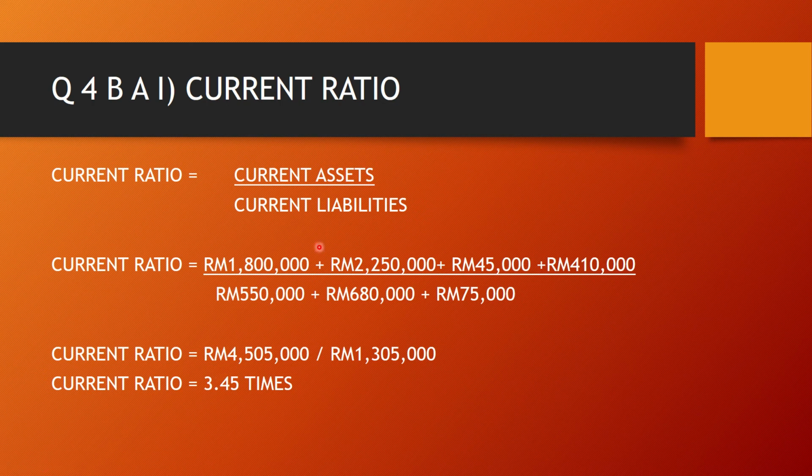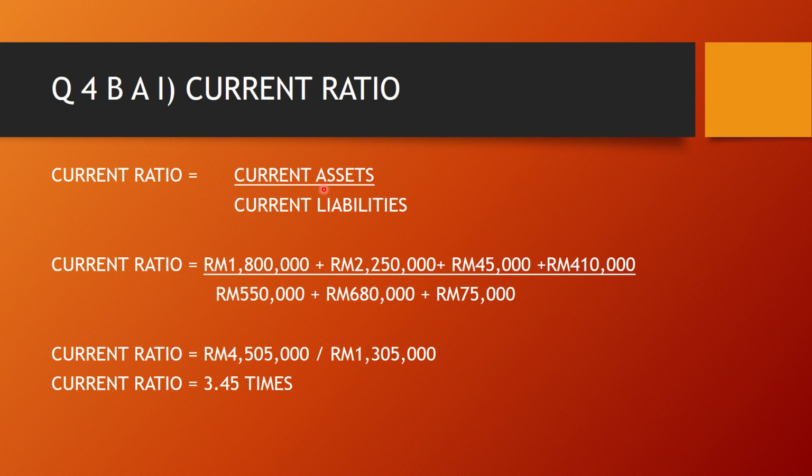The formula for current ratio is current asset divided by current liability. So where can you find this information? Just look into your balance sheet. Total current asset consists of inventories at 1.8 million, and then we have trade receivable at 2.25 million, followed by prepayment or prepaid expenses at 45 million, and cash and bank at 410,000. The total for current assets is 4.505 million.